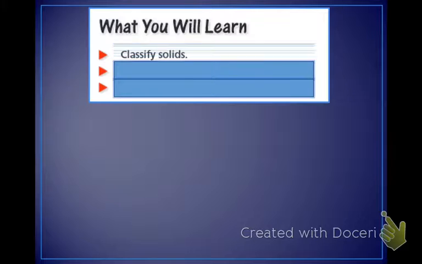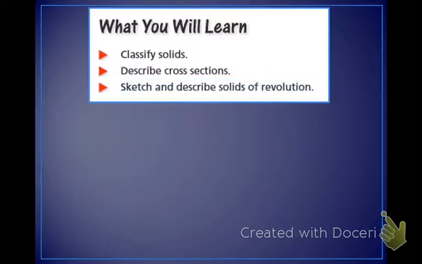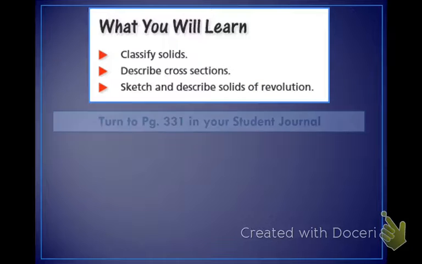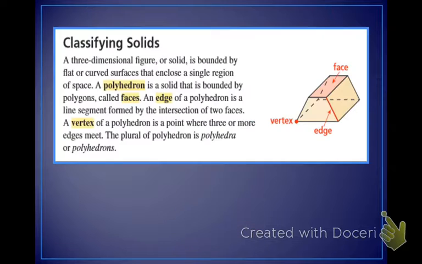All right, so what you'll learn is to classify solids. If you don't know hexagon, heptagon, octagon, you need to review those for yourself. You're going to describe cross sections, and we'll do that at a later date. This is page 331 of your student journal, but also on your notes page.